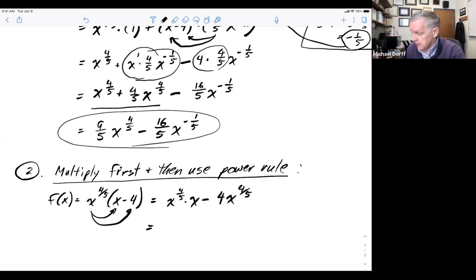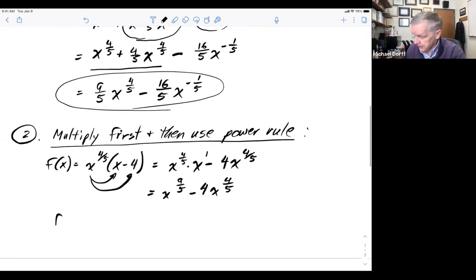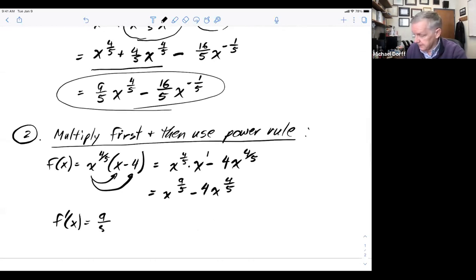And this x to the 4/5 times x, that's x to the first. So I'm going to add those exponents together. So I have 4/5 plus 1. That's going to give me x to the 9/5 minus 4 x to the 4/5. Now I'm going to do the power rule. So x to the 9/5, power rule, bring the 9/5 out front, x. I subtract 1 from 9/5.